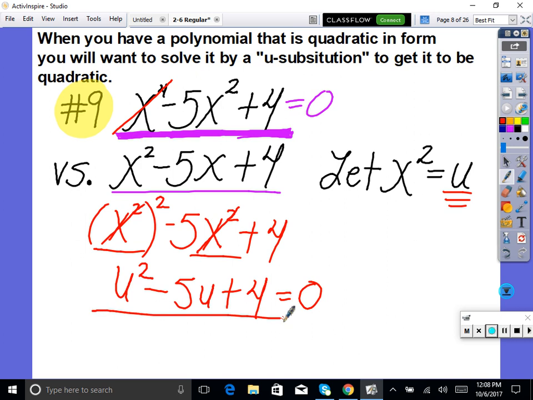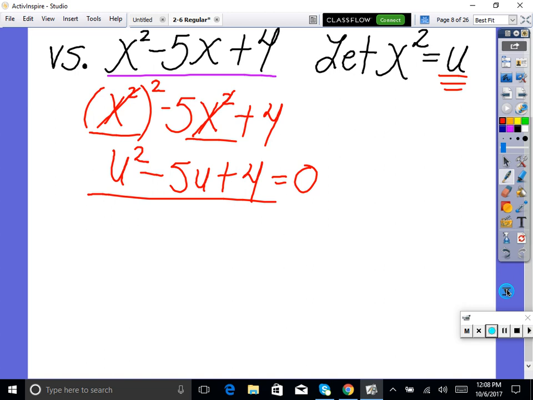Now looking at this, do we know how to factor a quadratic? Yeah. So now we're going to go ahead and factor this quadratic. Now yes, it does matter that we have u's instead of x's, but in a minute, we're going to reinsert x squared back in after we've factored it. Okay, so let's factor this.